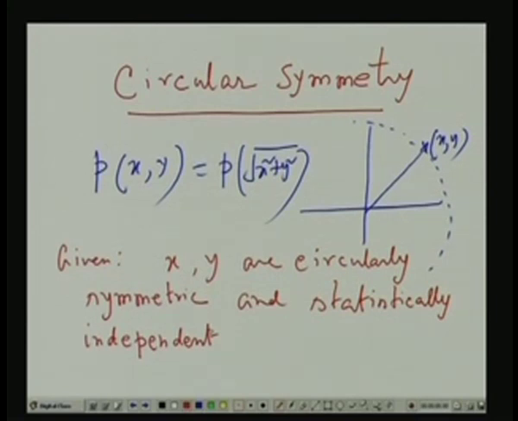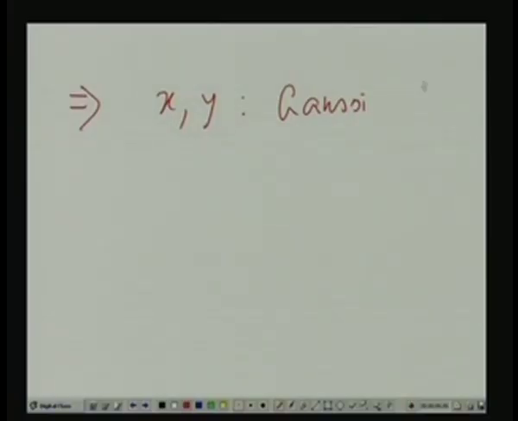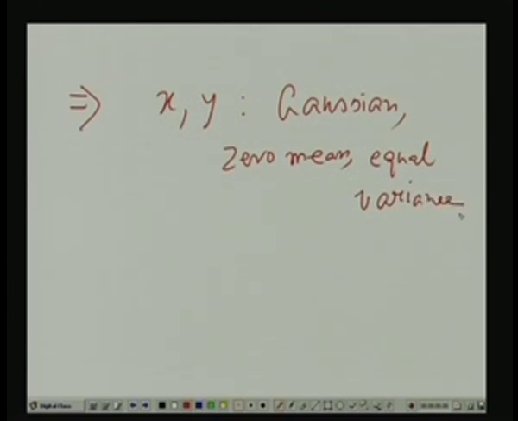Then this would mean x and y cannot have any other probability density, but they have to be Gaussian. This Gaussian is also called normal distribution. So, you can say Gaussian or normal, 0 mean, equal variance. That is the joint density.